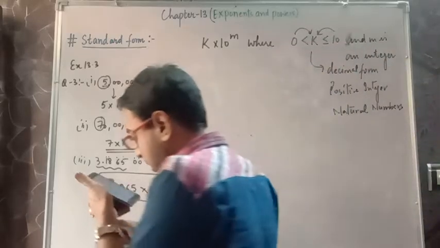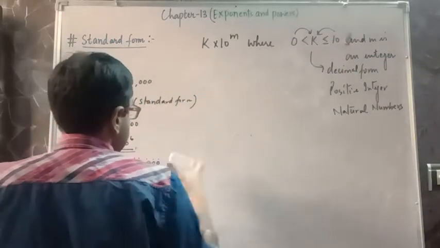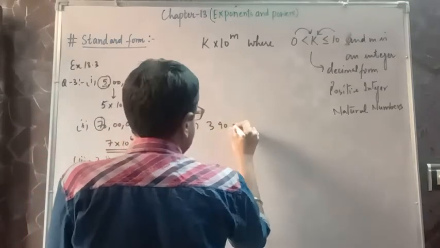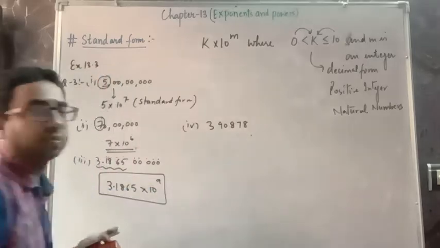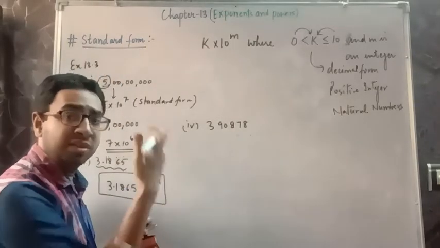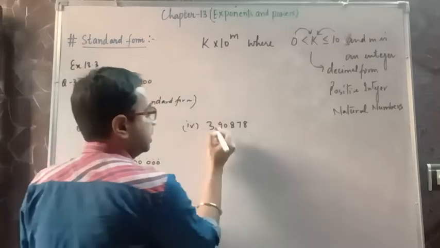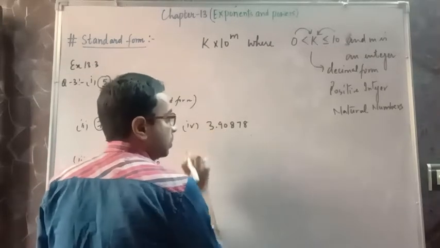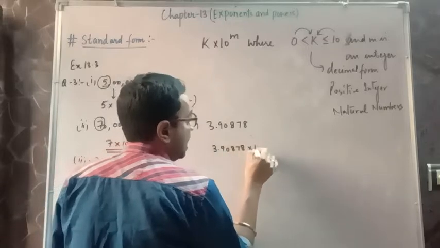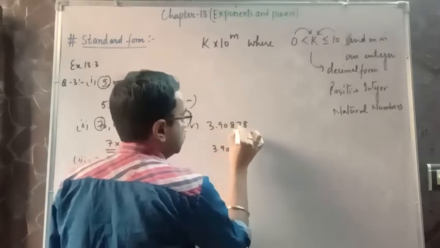Next. Very easy again. Fourth part, 390878. Now there is no 0. How will you represent this again in exponential form, in standard form, where there should be a digit? The decimal should be here. Put the decimal: 3.90878. And then 10. Start counting. 1, 2, 3, 4, 5.